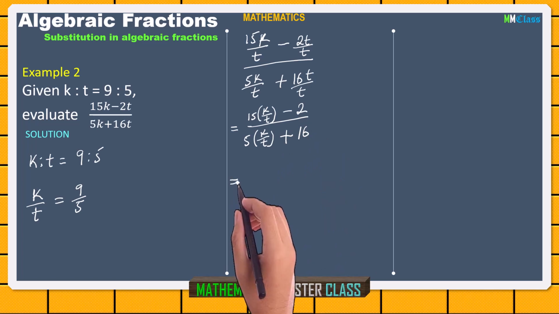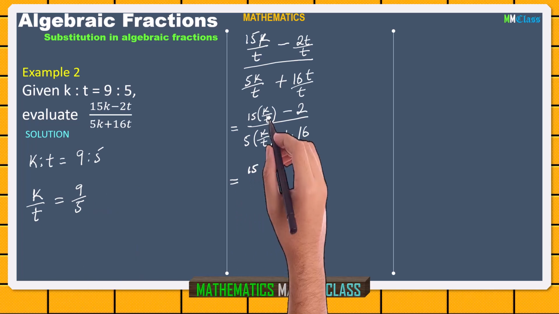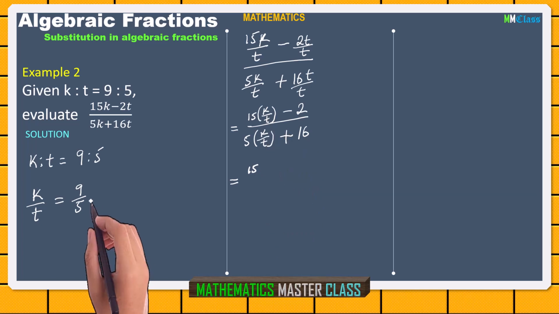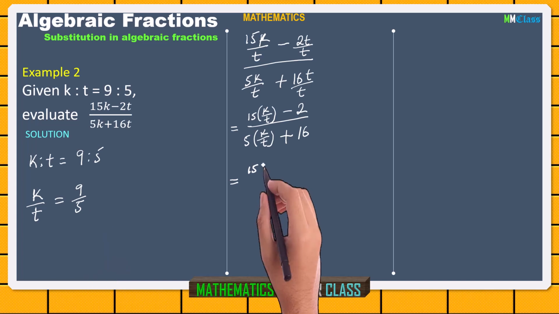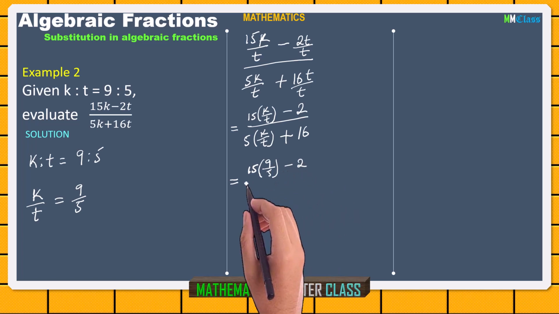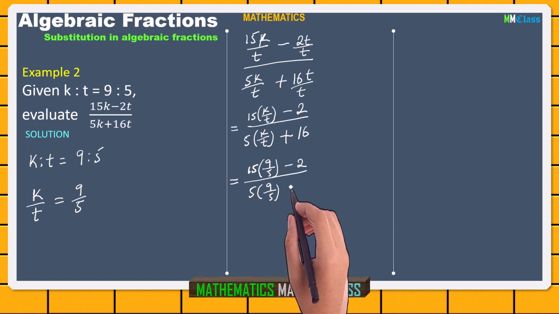So this will be equal to, it's now time for us to substitute. We are going to remove this k over t and replace it with 9 over 5. That is substitution, replacement. Substitution is the same thing as replacement. So we write here 5 into 9 over 5 minus 2 all over 5 into 9 over 5 plus 16.